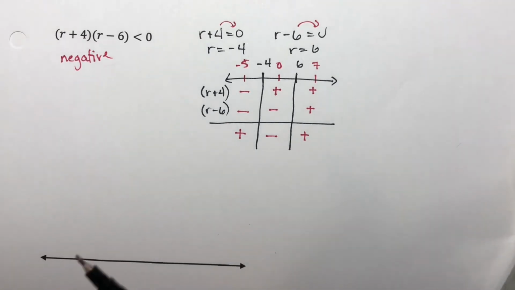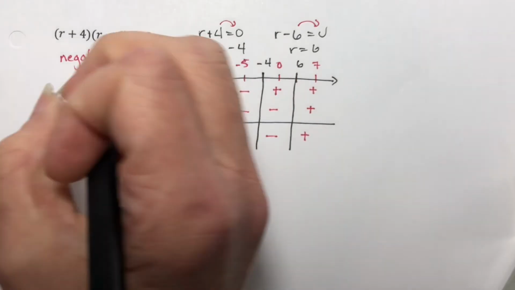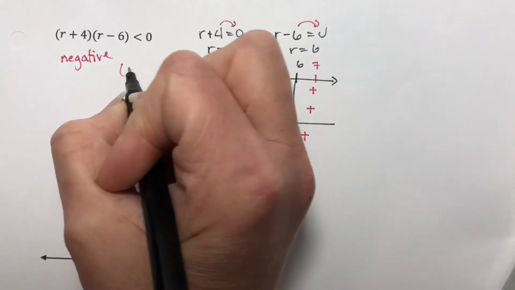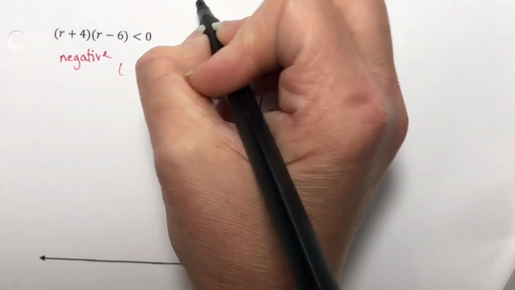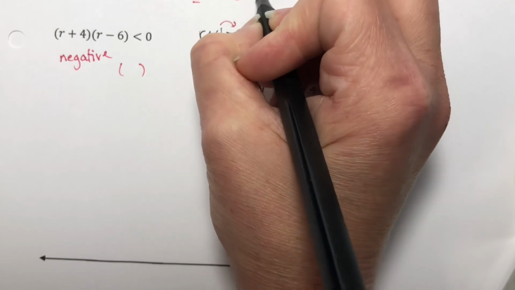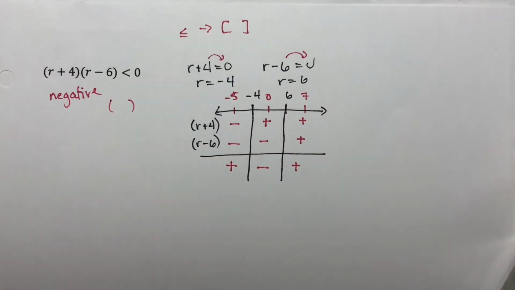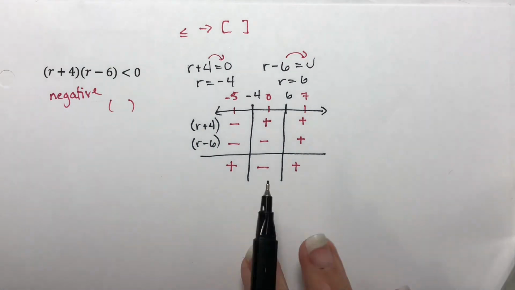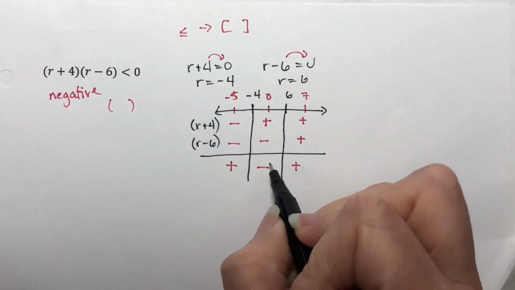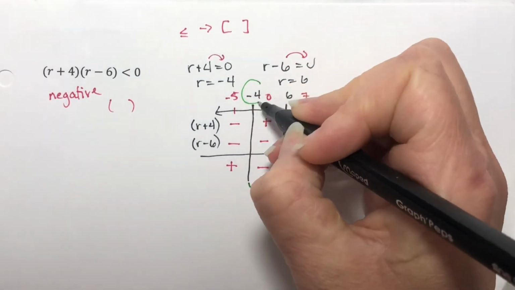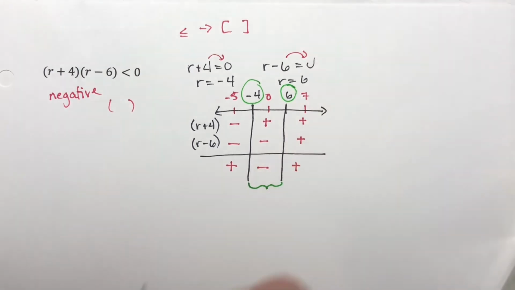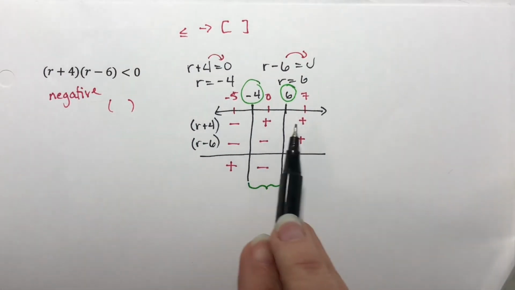Now about the endpoints. If this is just a less than, there are no endpoints. We're going to use our intervals with parentheses. If this had been a less than or equal to, then we would use brackets as appropriate. Okay, so that part is the same as it was when we first started talking about inequalities. All right, so we've got our answer, we just have to figure out where it is. We've done all the work. We're looking for a negative answer. Our answer overall is negative in this region. Okay, so that's between -4 and +6, because this is my number line, right?